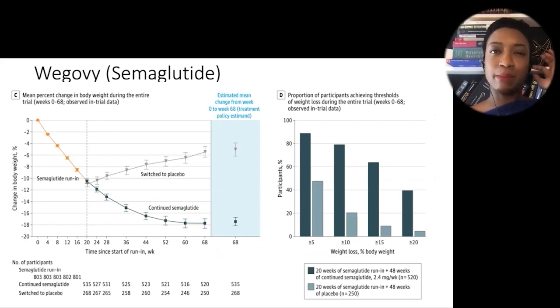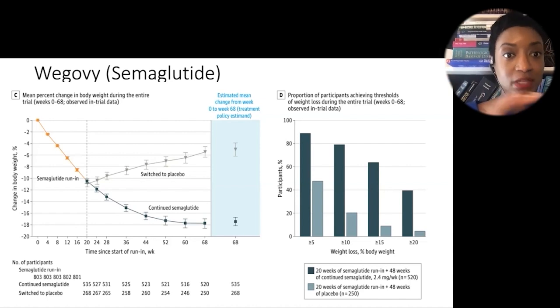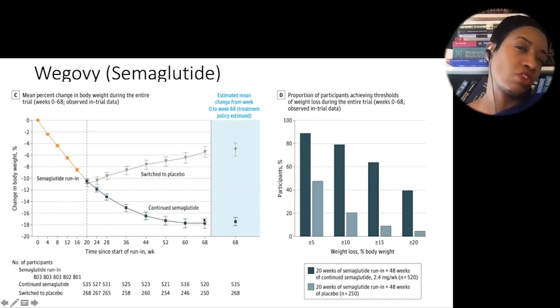The other one I put on a separate slide because they did the study a little differently, with semaglutide, or Wegovy. They did a run-in period where they gave everybody the medication initially, and then at 20 weeks they switched one of those groups to placebo to see what would happen, and kept one group on the semaglutide. What you see is they all lost weight during the first 20 weeks, about 10% of their total body weight. When they switched people to placebo, they started to gain that weight back, while the others continued with weight loss. So that was how they did the trial. A little bit different.